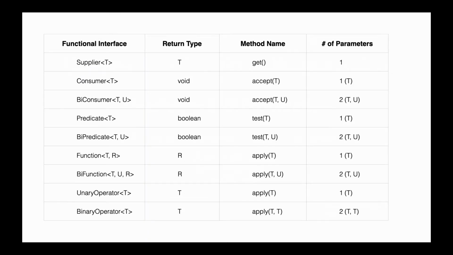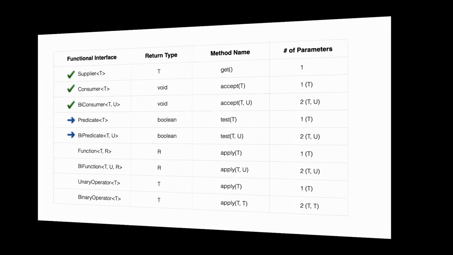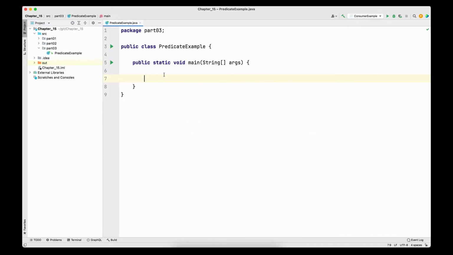In part 1, we have seen what a supplier is, and in part 2, we have seen Consumer and BiConsumer, and in this part, we will see Predicate and BiPredicate. So let's jump into IntelliJ and see the example.